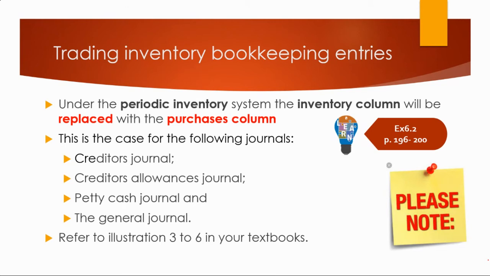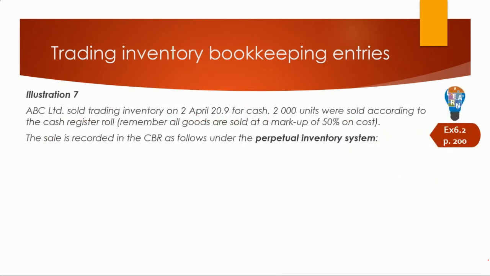Okay, so I'm not going to go through all of those illustrations, otherwise I'm going to bore you guys to death today. Okay, let's look at the next illustration. ABC Limited sold trading inventory on the 2nd of April for cash. 2,000 units were sold according to the cash register roll. Remember, all goods are sold at a markup of 50% on cost. Now, if I tell you it's a markup of 50% on cost, cost price would represent what percentage?